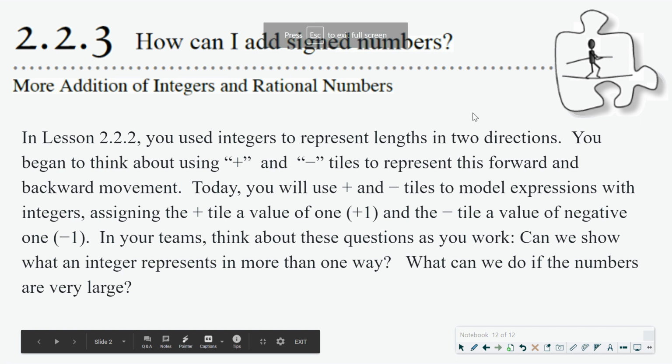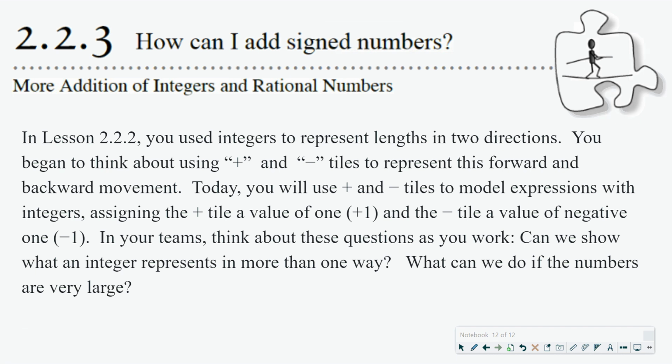This video is about more addition of integers and rational numbers. In lesson 2.2.2, you used integers to represent lengths in two directions. You began to think about plus and minus tiles to represent this forward and backward movement. Today, you will use plus and minus tiles to model expressions with integers, assigning the plus tile a value of +1 and the minus tile a value of -1. In your teams, think about these questions as you work.